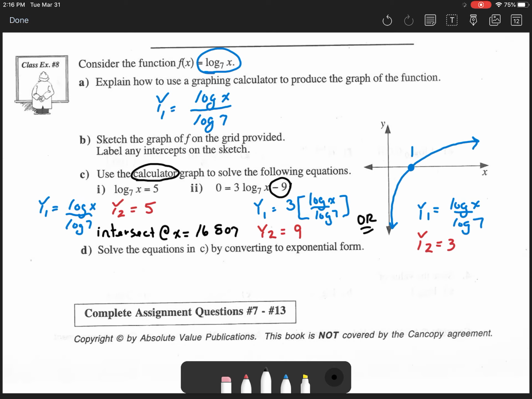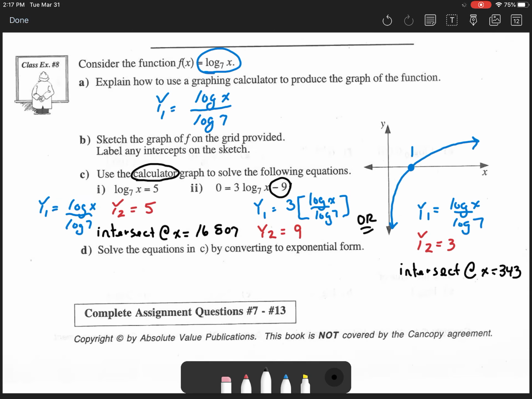In either of those scenarios, you want to see where the two graphs intersect, and you want the x-coordinate of where they intersect. They're going to intersect at an x value equal to 343. So please try both of those and make sure that you are comfortable graphing and finding the intersection points of those two functions.